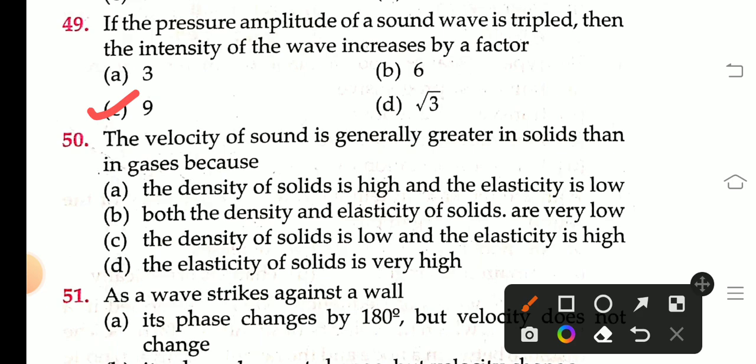Next, the velocity of sound is generally greater in solids than in gases because. Right answer option D. The elasticity of solids is very high.